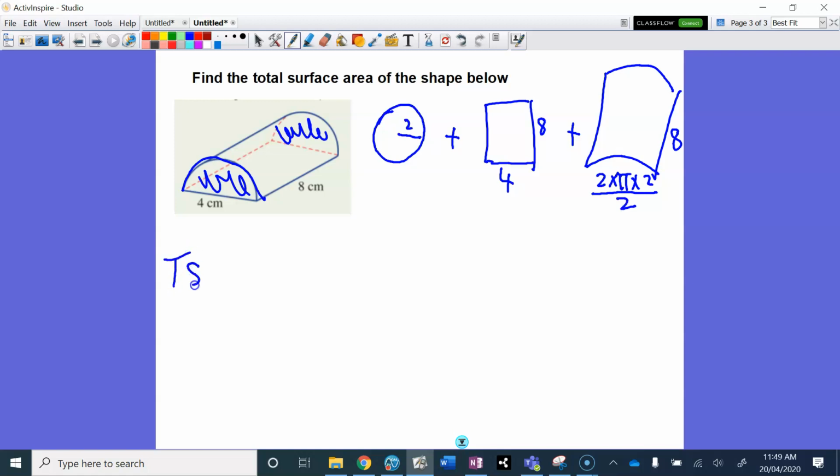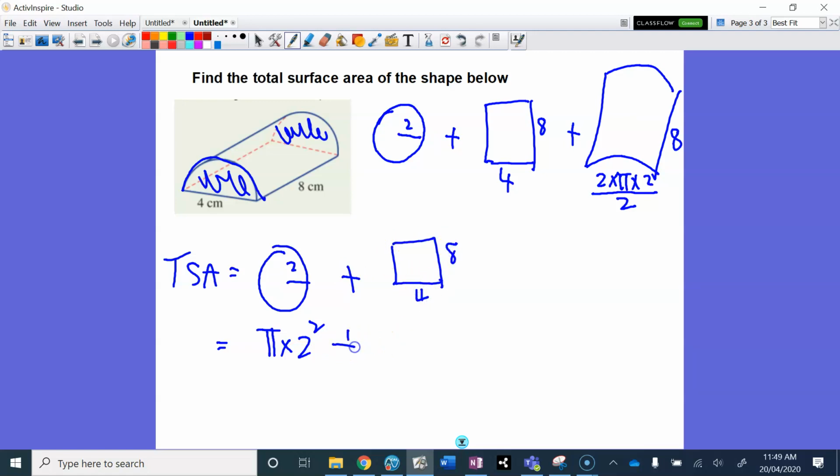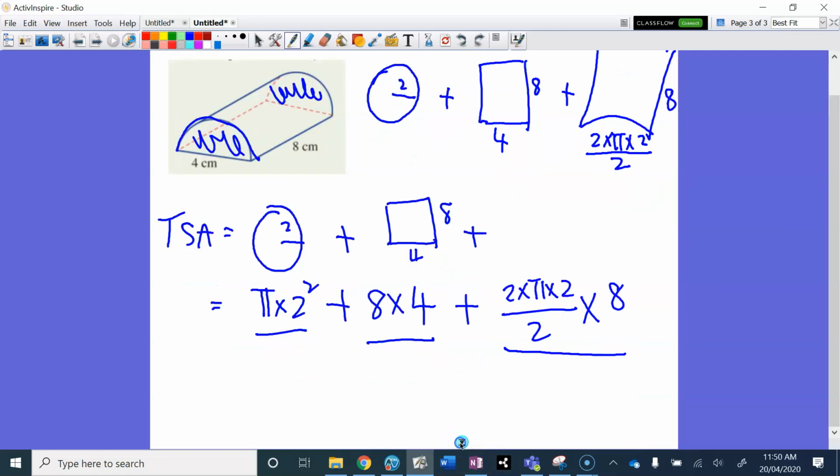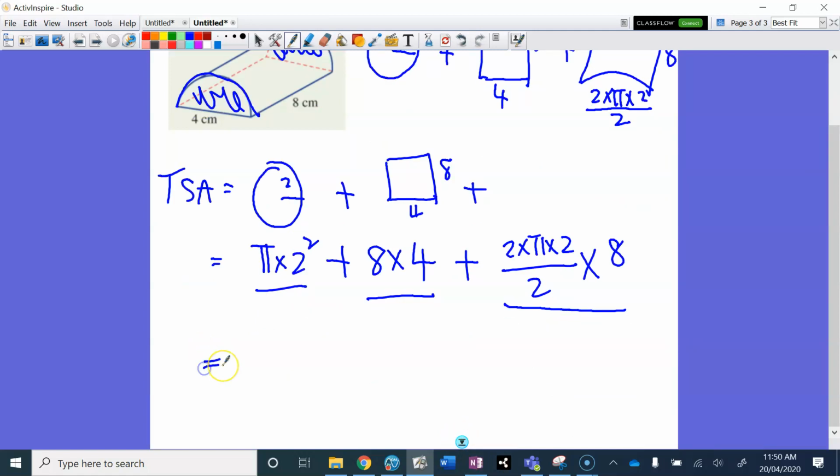The total surface area this time is a circle of radius 2, so pi times 2 squared, plus my rectangle of 8 times 4, length times width, plus another rectangle, where this time one of my lengths is 2 times pi times 2 divided by 2, and my other length is 8. So I've got circle plus rectangle on the bottom plus the rectangular part of that curved section of the cylinder.